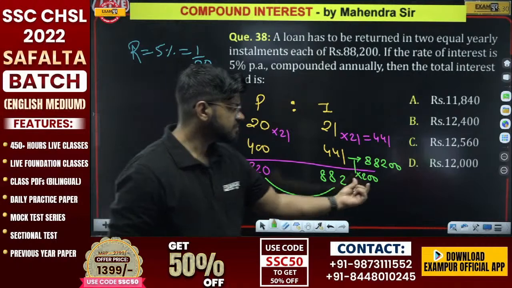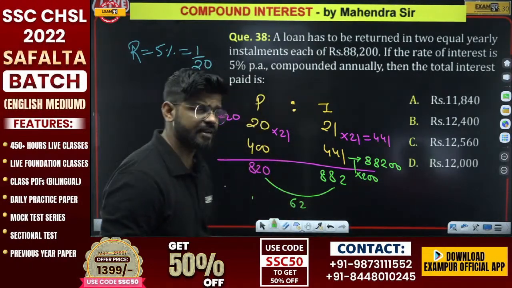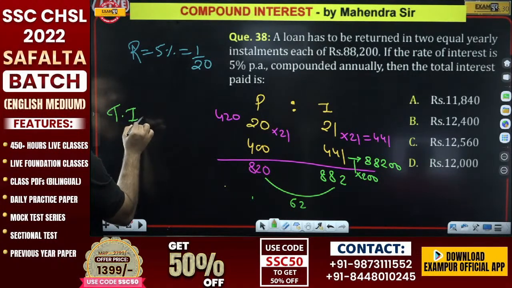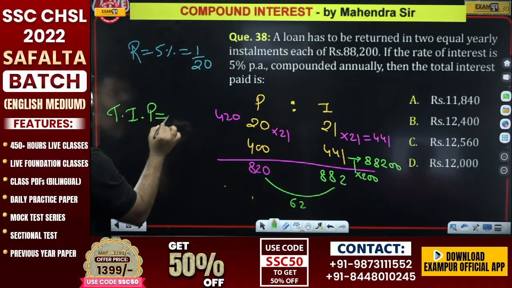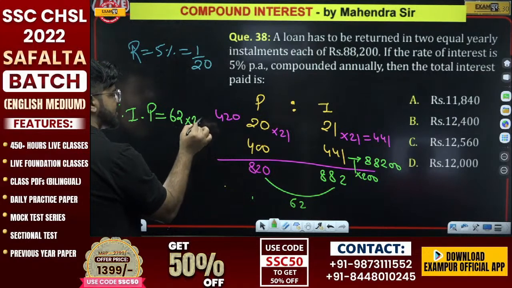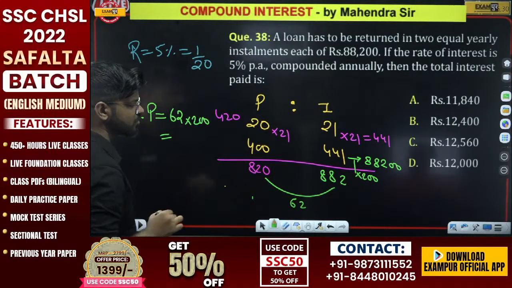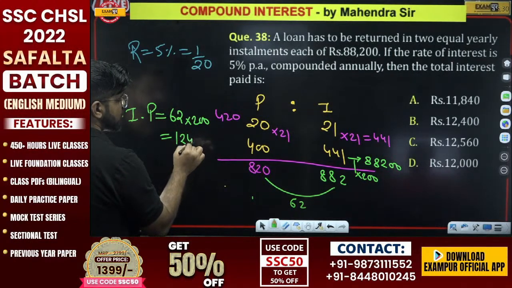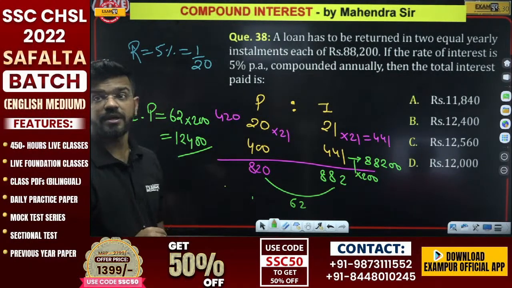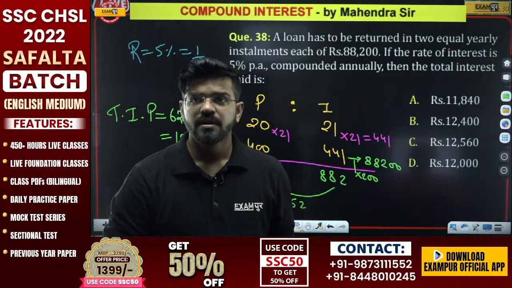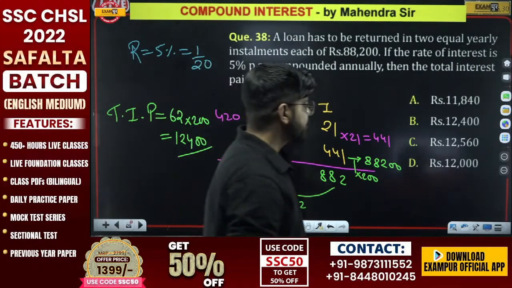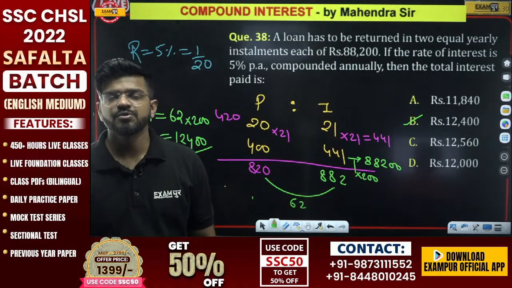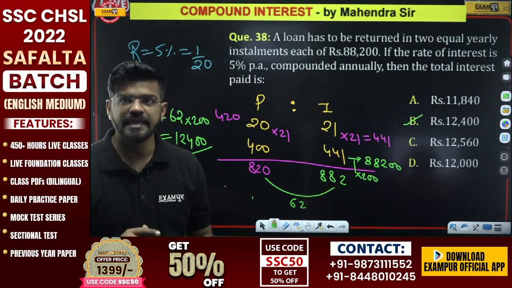And we have a very good multiplying factor. So total interest paid, TIP, is 62 multiplied by 200. What will it be? 12400. Is it clear to each and everyone? 12400. Option number B is my right answer. Clear?